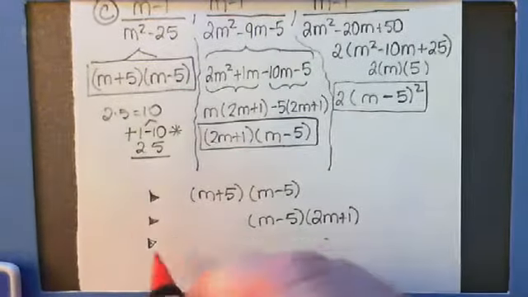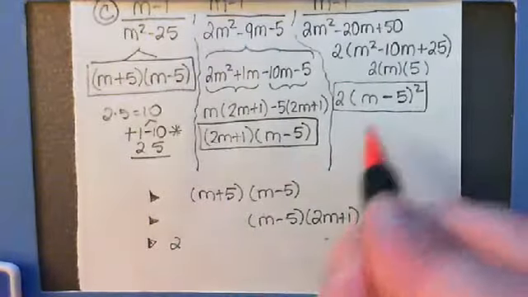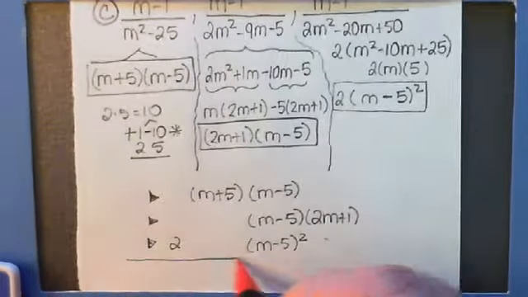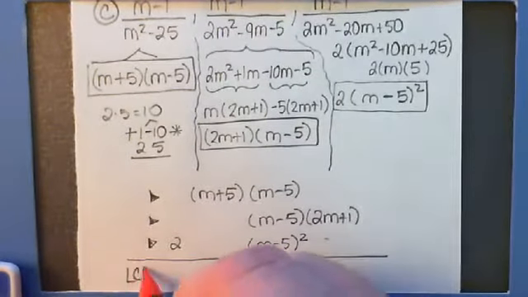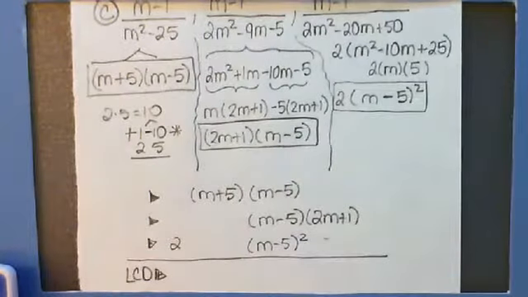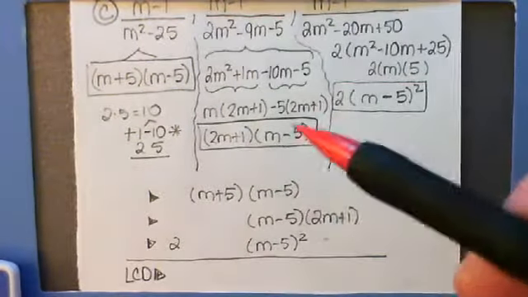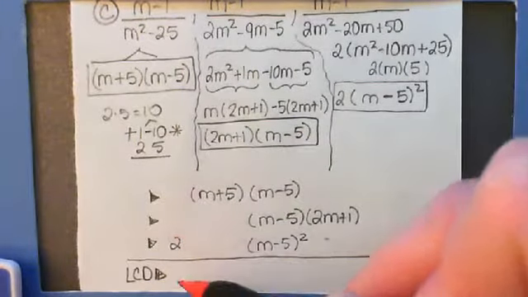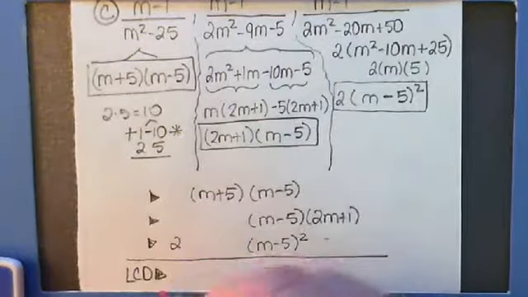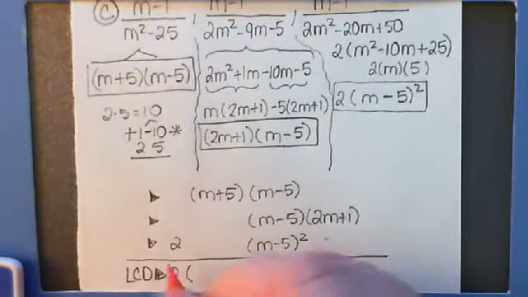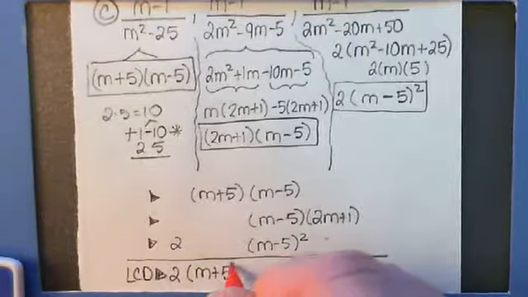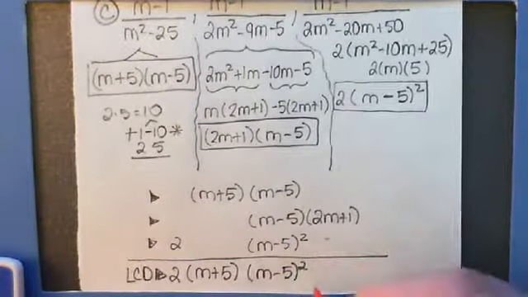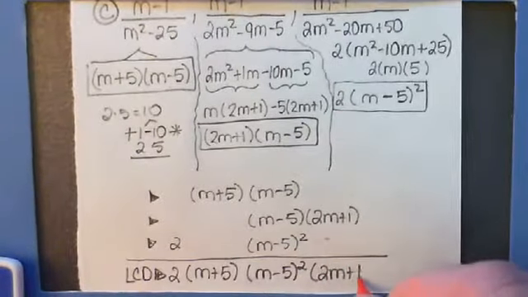And the last one, I have a 2, and I have an m minus 5 to the second power. Now I'm ready to decide what my LCD is going to look like. Well, the LCD is the list of all the unique factors to the highest power. So I have factor 2, I have factor m plus 5, I have the factor m minus 5 to the second power, and I have factor 2m plus 1.